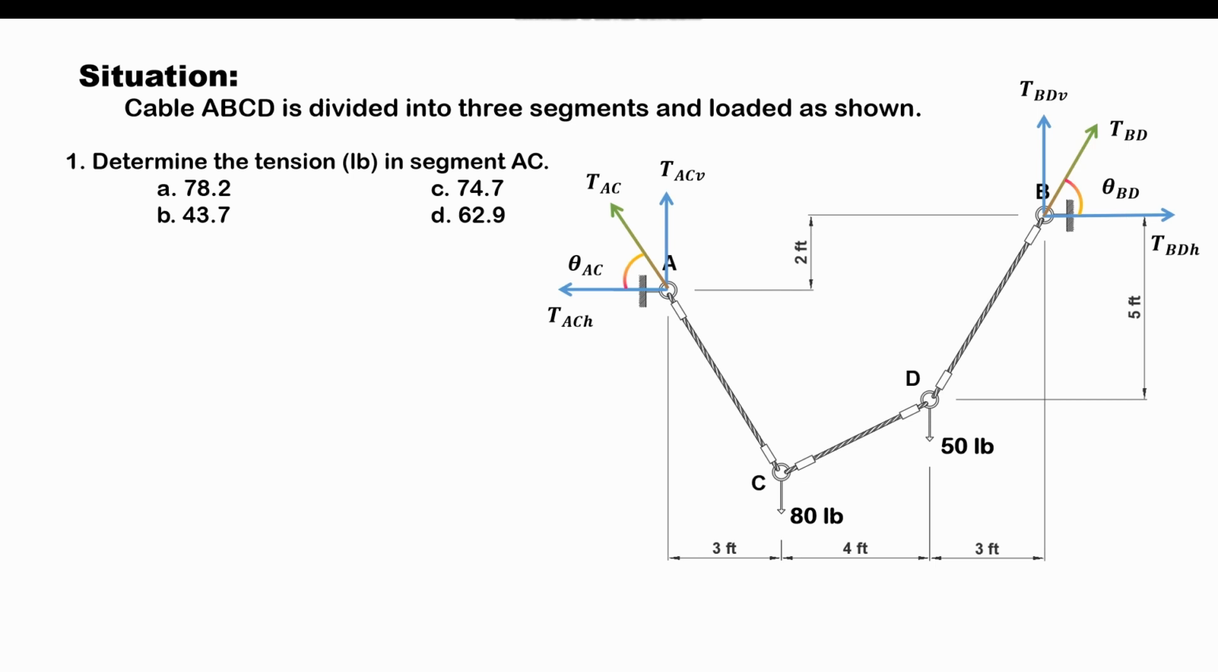Now that we've already drawn the free body diagram of the whole structure, our strategy here is to compute the horizontal and vertical reaction at A, because these are also the components of the tension of segment AC. That is why if we can compute the horizontal and the vertical components of the reaction at joint A, we can basically get the tension of segment AC. Basically, we need two equations here involving TACH and TACV.